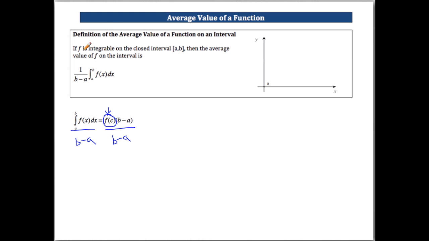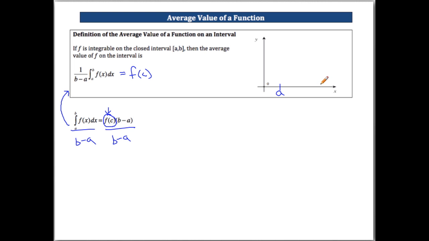So again, if f is integrable on the closed interval a to b, then the average value of f on the interval is this right here. And so just take the step from dividing by b minus a, and it's the same as multiplying by 1 over b minus a. Essentially the same thing. And it gives us that average value which we had been dealing with as f of c. Okay, so again, this is very much related to your mean value theorem.